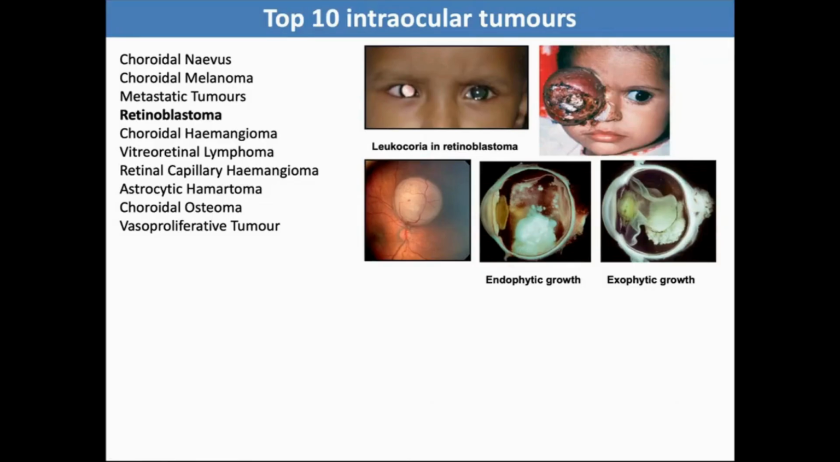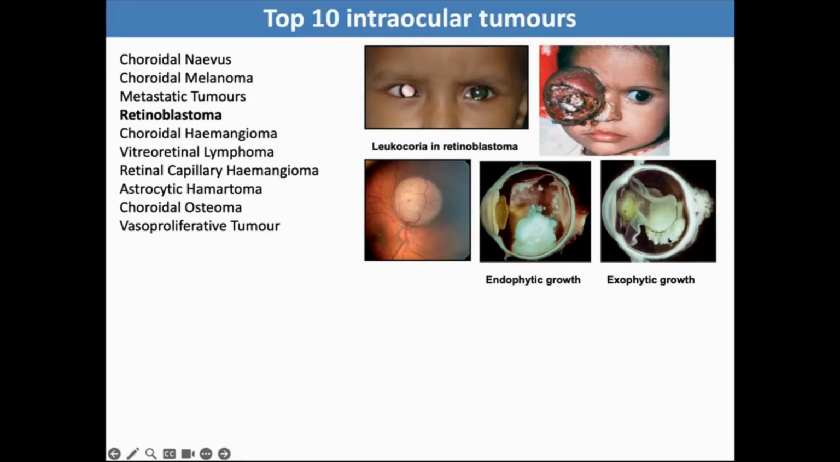I just want to go on and describe some of the way retinoblastomas grow. So endophytic growth means that the tumors grow into the vitreous cavity, towards the vitreous cavity, and there is no interruption per se of the retina.